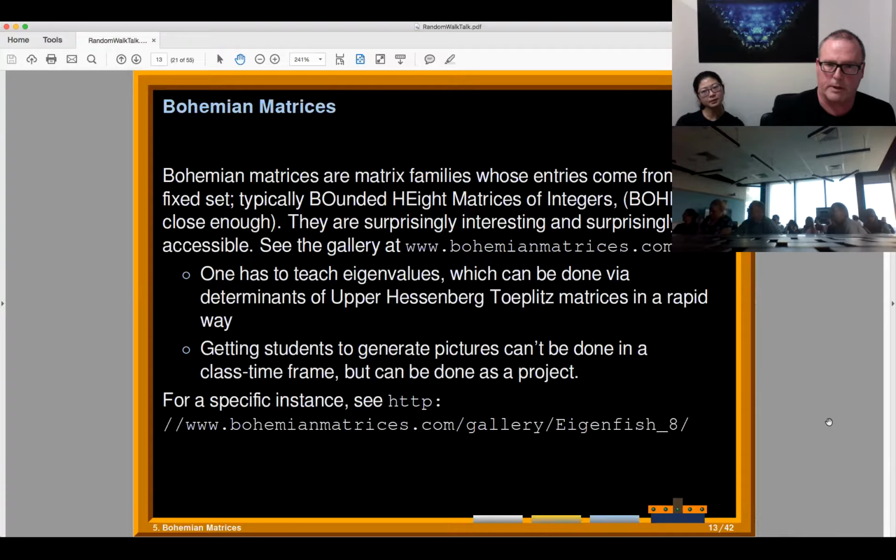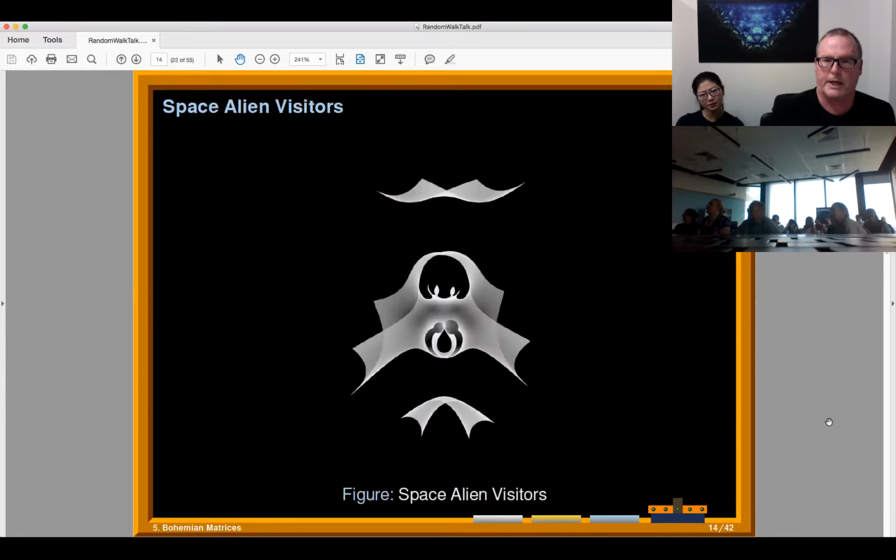We'll look at what my student Stephen Thornton calls eigenfish. I turned this one on its side. I think we actually have space alien visitors here. This is actually a two-parameter family of matrices, and you let the two parameters vary, and you generate an algebraic surface. You project the algebraic surface, you get some very interesting shapes out of that. So they're waving at you from London, Ontario here.